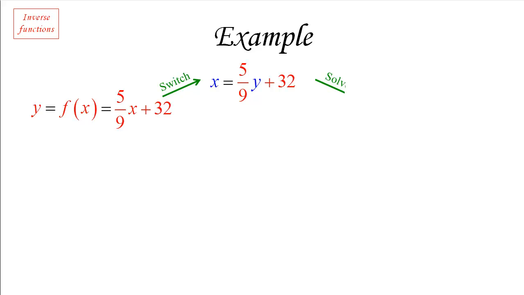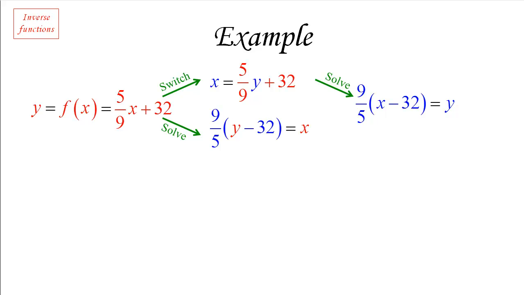Then we're going to solve for y, and I trust you know how to do that, and in fact I invite you to do that on your own, and make sure that you end up with this relationship, 9/5 of x minus 32 equals y. Okay? Or we can use the other method. We can solve first for x, and so we're going to end up with 9/5 of y minus 32 equals x. And then from there, what we can do is we can switch x and y, and of course we come up with exactly the same relationship.